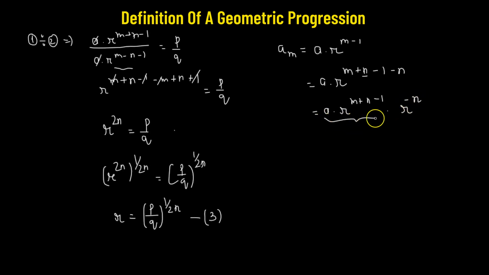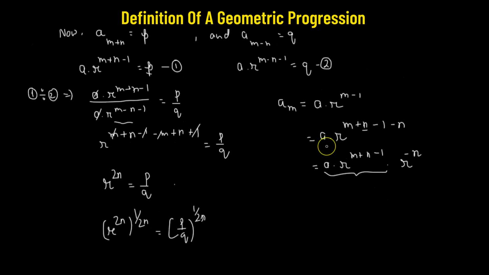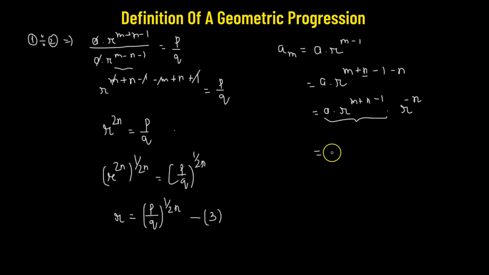Now this is done because we have already defined that this value is p according to equation number 1. We can replace it with p. So we have p times now the common ratio, we have already obtained this value. This is p over q whole raised to the power of 1 over 2n, and we also have it raised to the power of negative n. So let's raise it to the power of negative n as well. This is going to give us p times p over q raised to the power of negative 1 over 2.